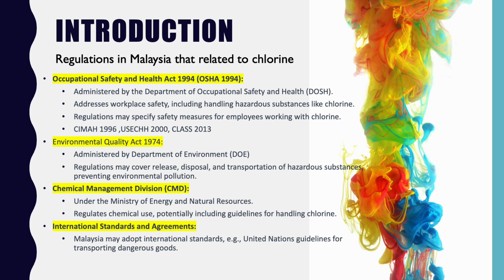The regulation may cover the release, disposal and transportation of hazardous substances, preventing environmental pollution. The Chemical Management Division, CMD, under the Ministry of Energy and Natural Resources regulates chemical use, including guidelines for handling chlorine. International standards and agreements: Malaysia may adopt international standards, such as the United Nations guidelines for transporting dangerous goods.